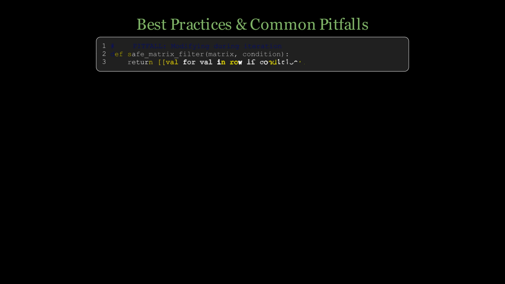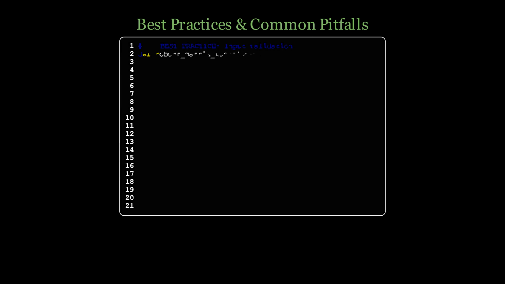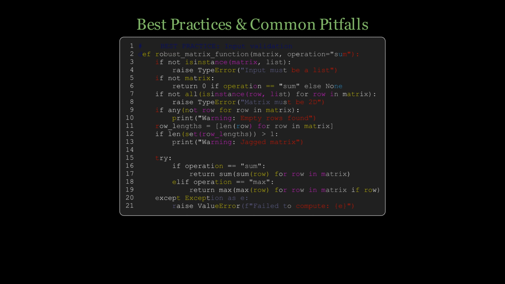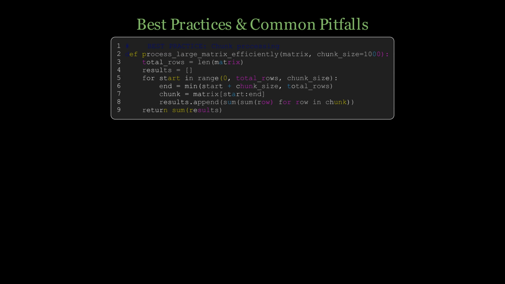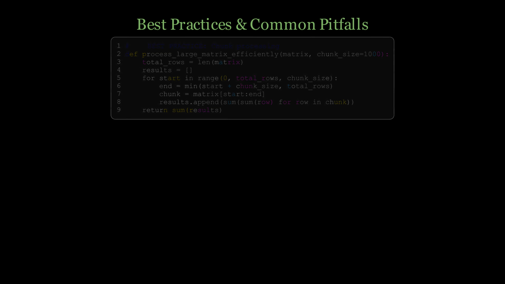Never modify a matrix while iterating over it. Instead, construct the new filtered structure. Validate input types and structures before processing to avoid bugs and ensure reliability. Break down large matrices into smaller chunks to process them efficiently and avoid memory overload.